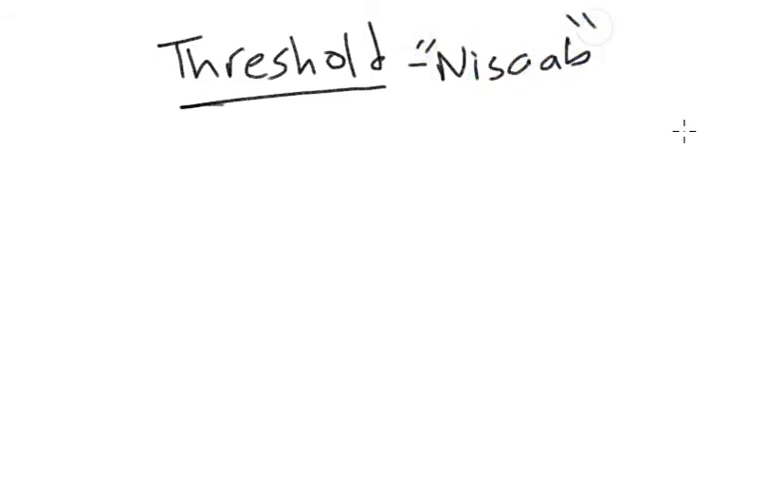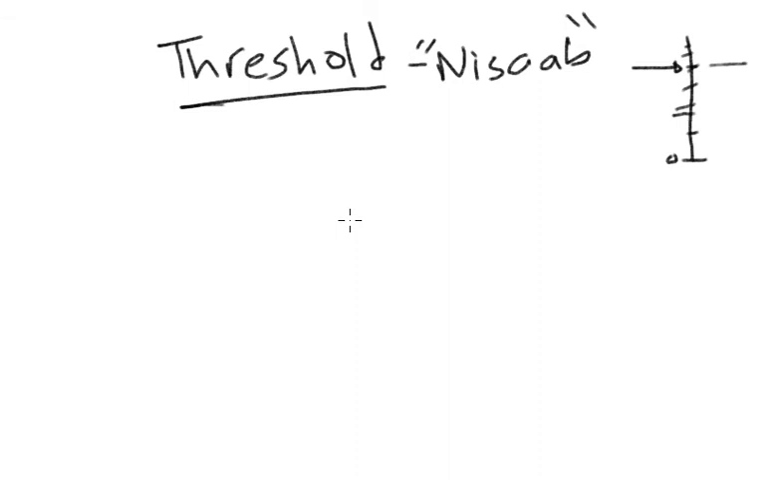What this basically means is the amount you have to have before zakat becomes necessary upon you. So let's say, for example, the threshold is that much. That's the amount that you need to have, at least the minimum amount, before zakat becomes necessary upon you.